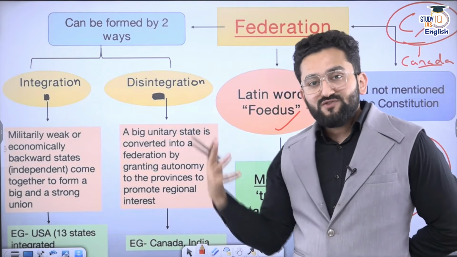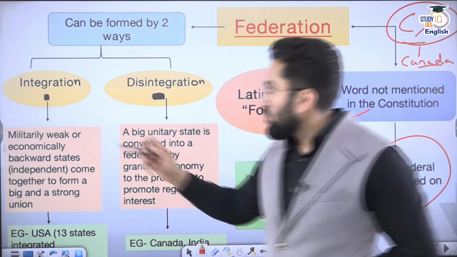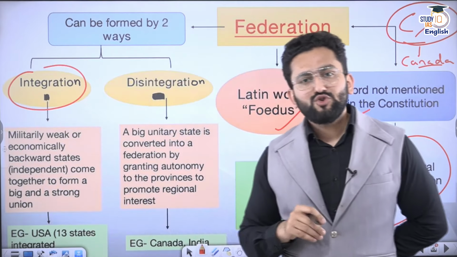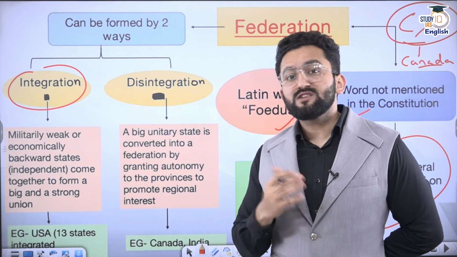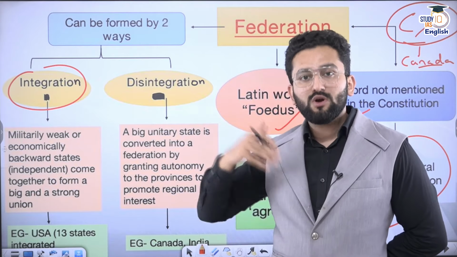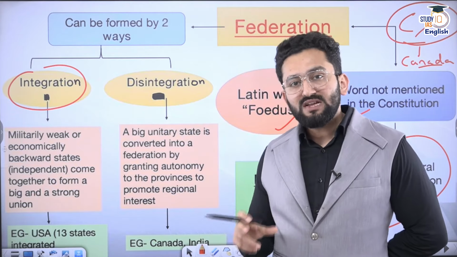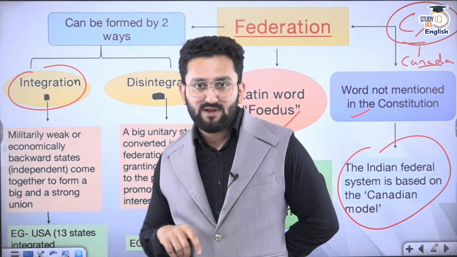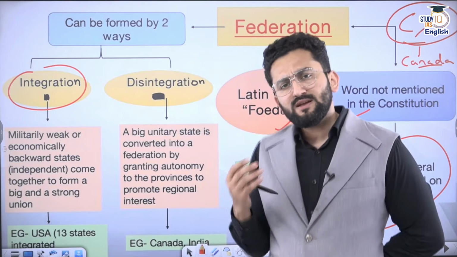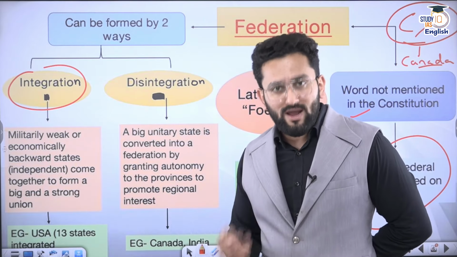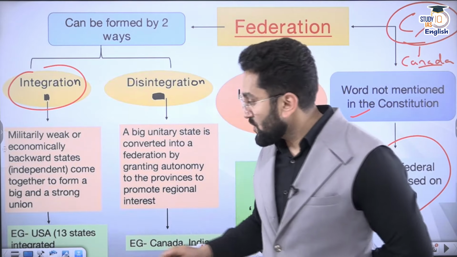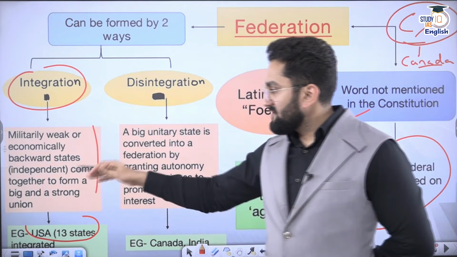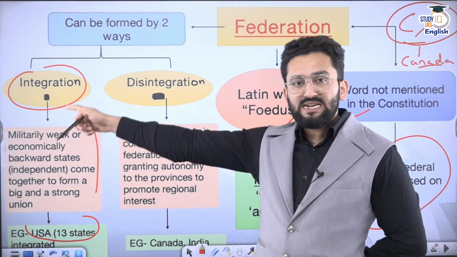Now this federation can be made in two ways. One is integration. For example, after the American Revolution, when the United States of America was getting formed, it took a long while, but initially 13 states came together. Means integration happened. And why? Because they found that they were militarily and economically not viable enough to secure their interest, and that is why it is better that we join together. So militarily weak, economically weak, backward, and they join together, that is integration.